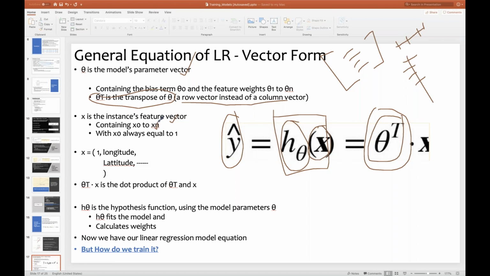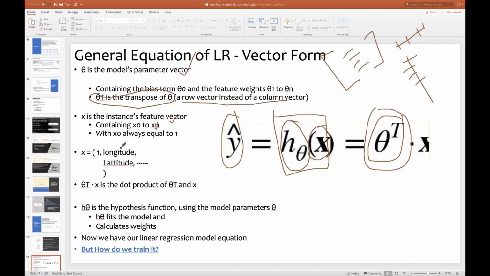Now, earlier what I told you is y is equal to theta of 0 plus theta 1 into x1 plus theta 2 into x2 plus theta 3 into x3, like that, theta n into xn. Now, theta 1 x1, theta 2 x2, theta 3 x3, theta n xn is simply represented in the form of an x, that is the instance feature vector, and this instance feature vector will always contain x of 0 to x of n, with x of 0 always equal to 1.